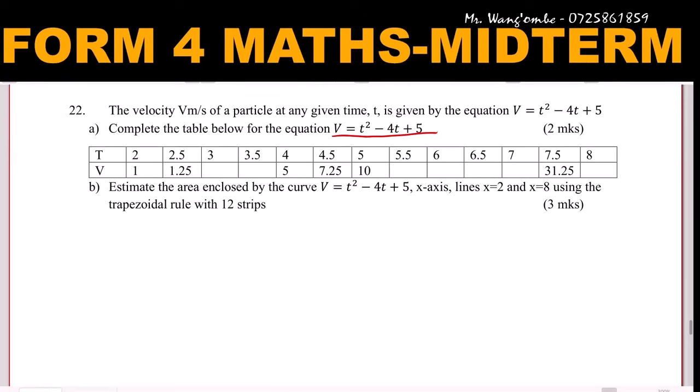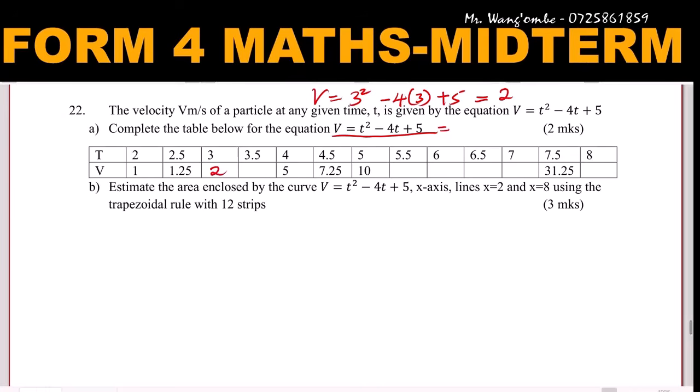So for example, the first one, what will be v when t is equal to 3? So v is equal to, you just substitute, put this on your calculator. So t squared, t is 3, so that will be 3 squared minus 4, then t is 3, then plus 5. That is what you just need to feed in the calculator. Just substituting the values of t in this equation and you get the value of v. So that one will give 2. So that will give 2 here.